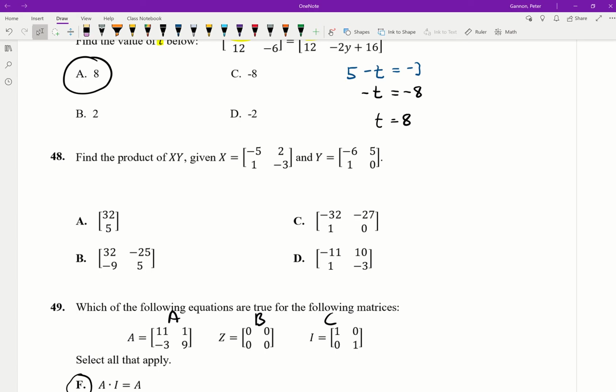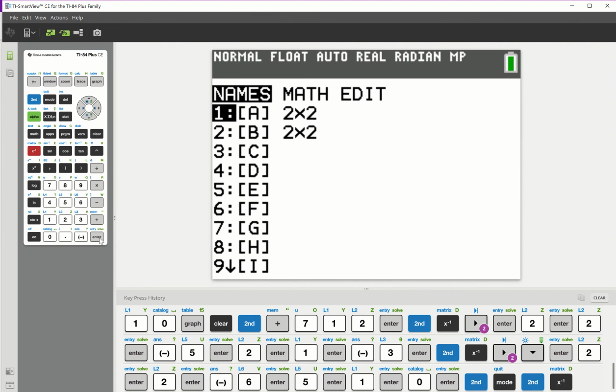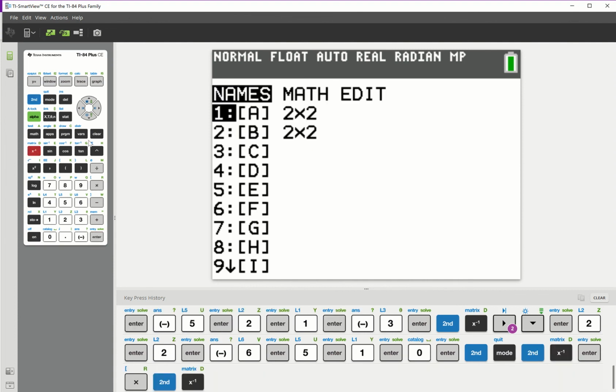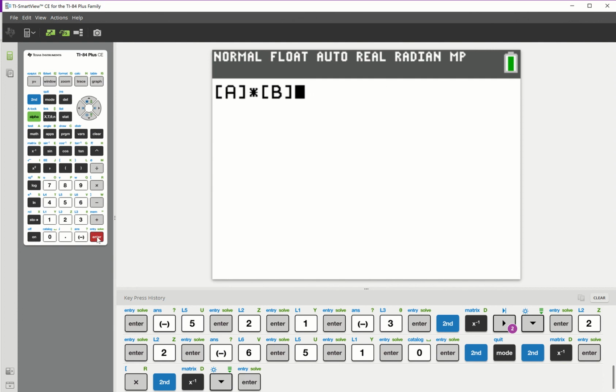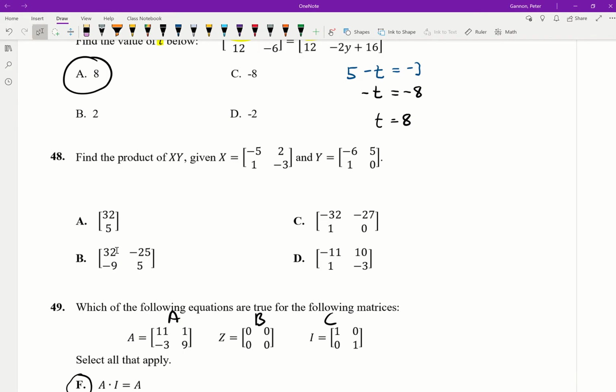All right, the problem wanted us to multiply matrix X by Y. So the first one we put in by the second. And the order matters. It does matter. It makes a difference. So on the calculator, we're going to this time go matrix. We're going to select the first one times second matrix, and we're just going to select the second. Hit enter, and that's the answer I'm looking for. 32, negative 25, negative 9, 5. And that corresponds with B as our answer choice.